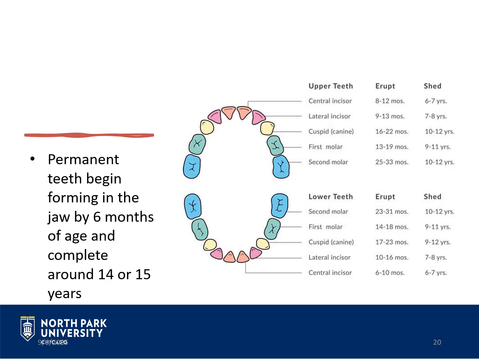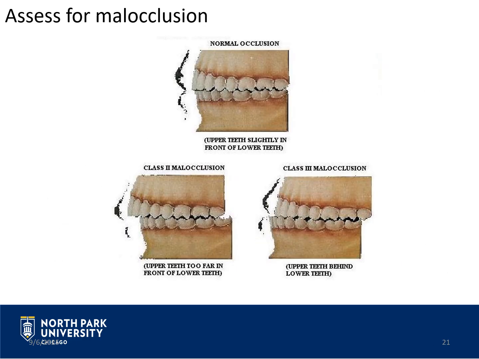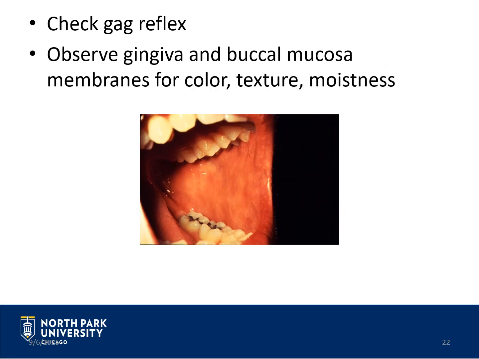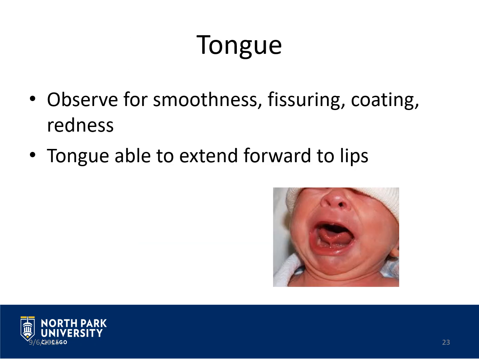And here we go. Permanent teeth begin forming in the jaw by 6 months of age. And it's really important to do things like no bed bottles and things like that, because you can actually decay their permanent teeth before they ever erupt. And here we're looking for malocclusion. And we're looking to observe the gingiva and buccal mucosa for color, texture, and moistness.